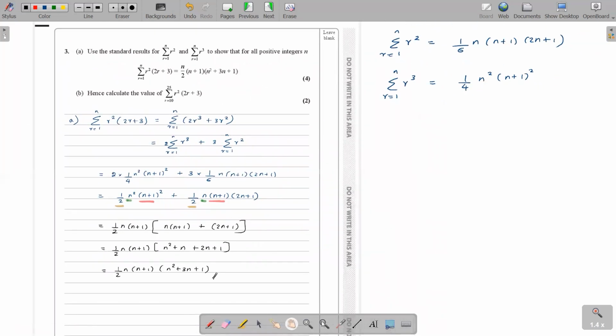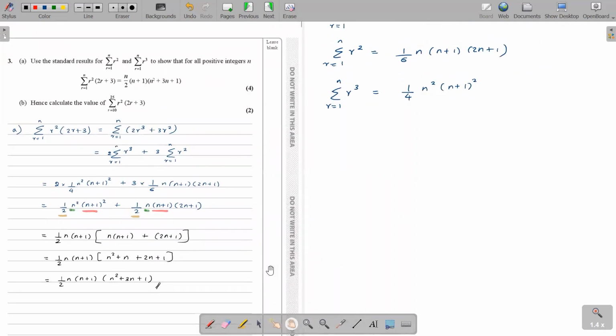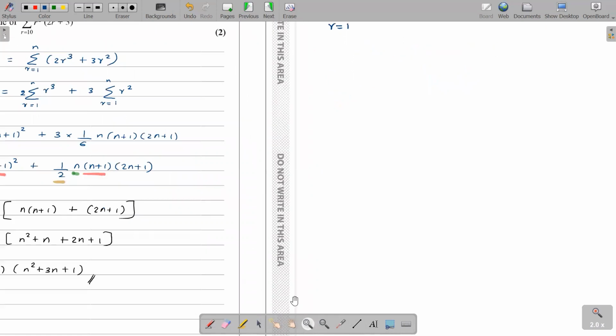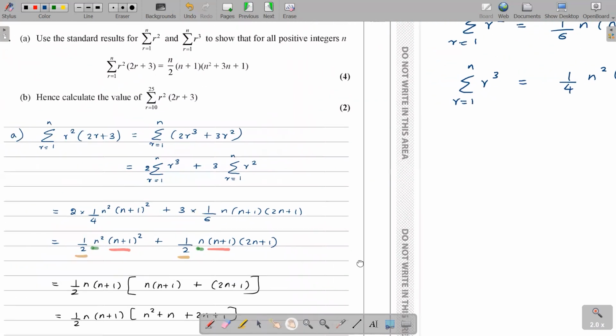Then part B, they say, hence calculate the value of the summation of r squared times 2r plus 3 from 10 to 25. Okay, so how do we get the summation of this from 10 to 25? Yeah, so we write the equation here. You do realize in part B.